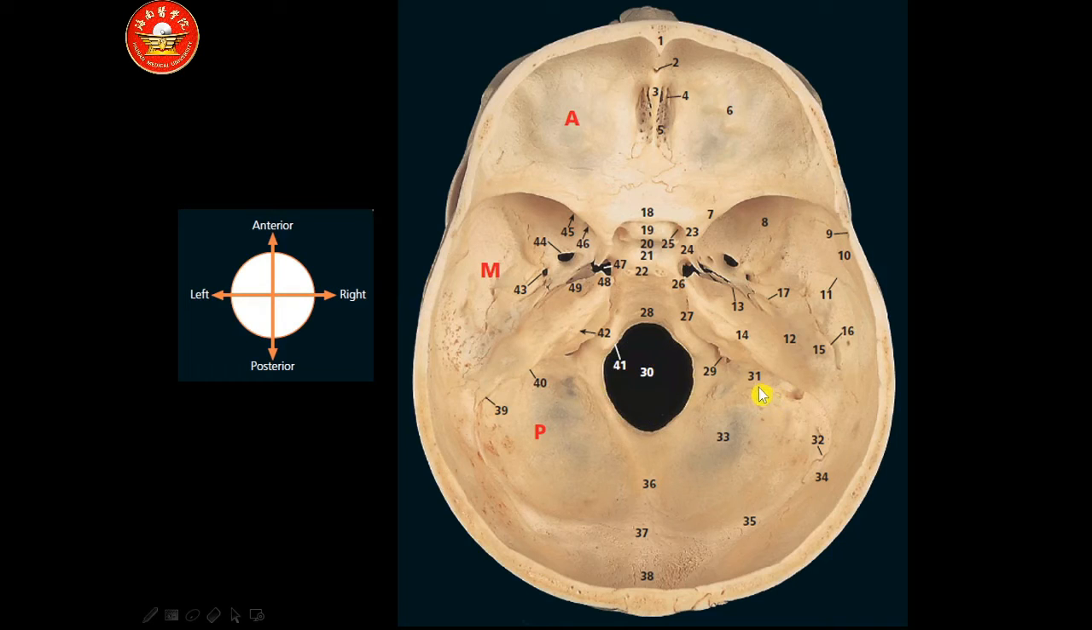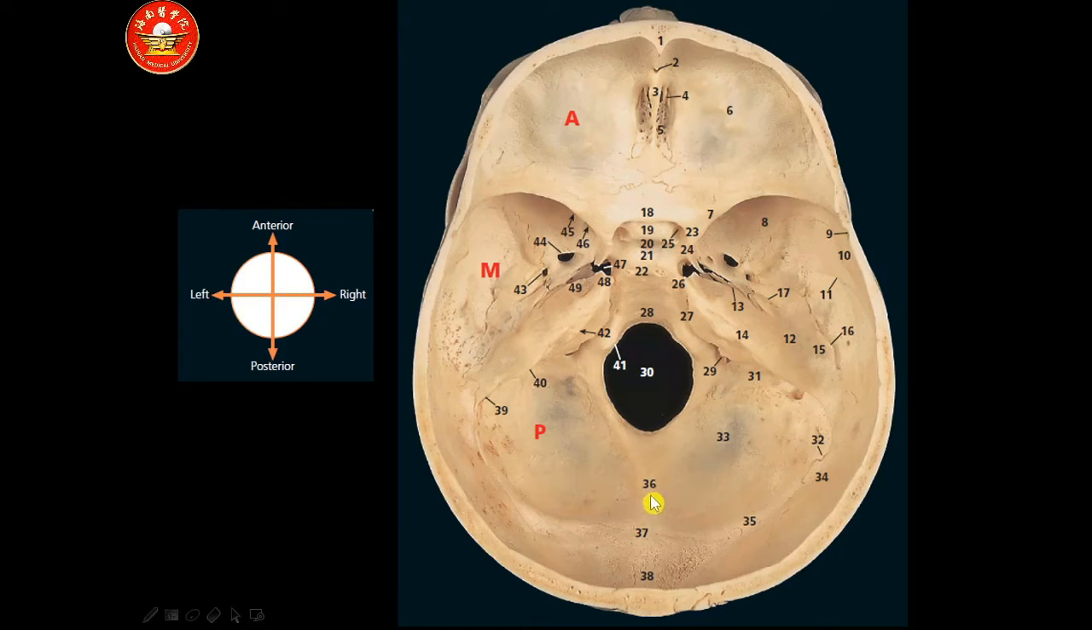31 is the groove for the sigmoid sinus. 32 is the occipitomastoid suture. 33 is the occipital bone. 34 is the mastoid angle, the posterior inferior angle of the parietal bone. 35 is the groove for the transverse sinus.